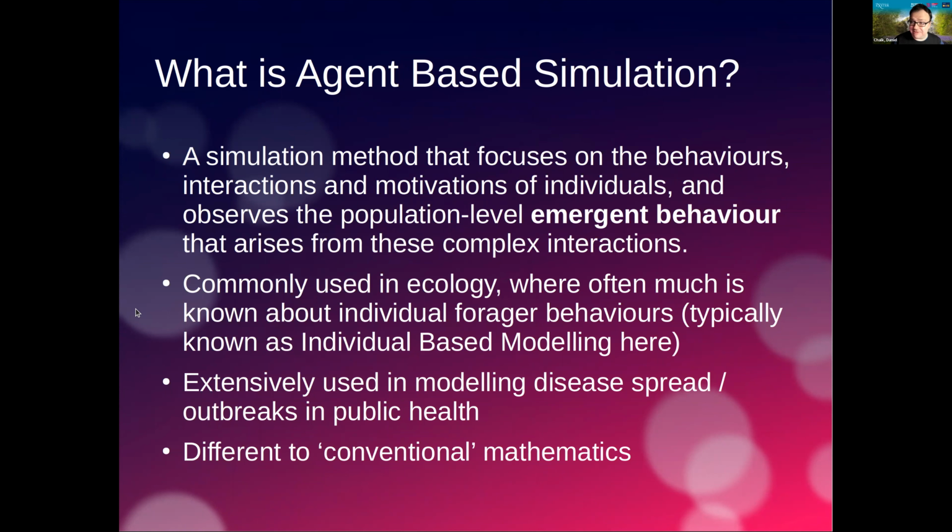As we mentioned last week, it's very commonly used in ecological modeling. We model forager behavior very commonly. Typically in ecology, it's known as individual-based modeling, IBM. But outside of ecology, in computer science, it used to be known as IBM as well. Elsewhere, agent-based simulation is the most widely used term. Very often used for modeling disease spread and outbreaks in public health. And as we talked about last week, it's a little bit different to conventional mathematics.